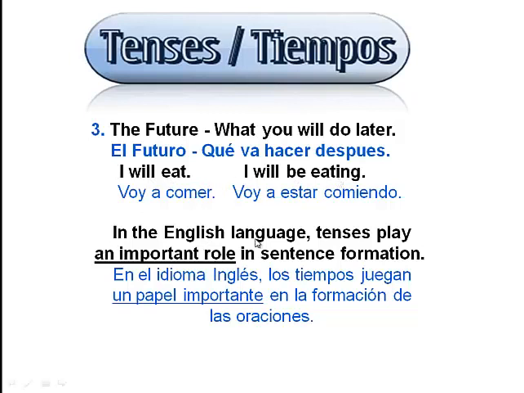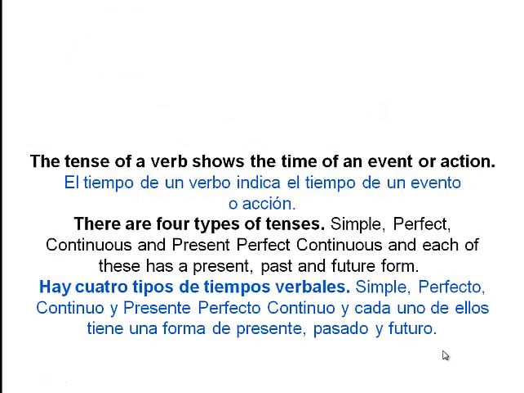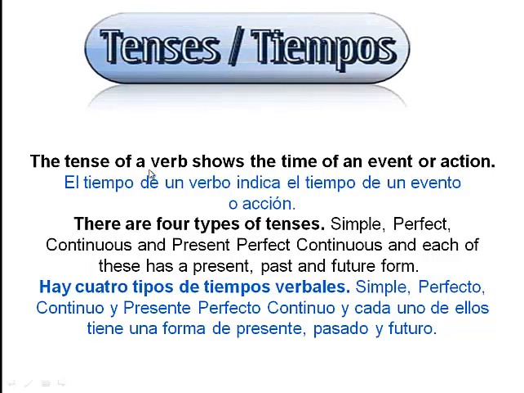In the English language, tenses play an important role in sentence formation. The tense of a verb shows the time of an event or action. There are four types of tenses: simple, perfect, continuous, and perfect continuous. And each of these has a present, past, and future form.